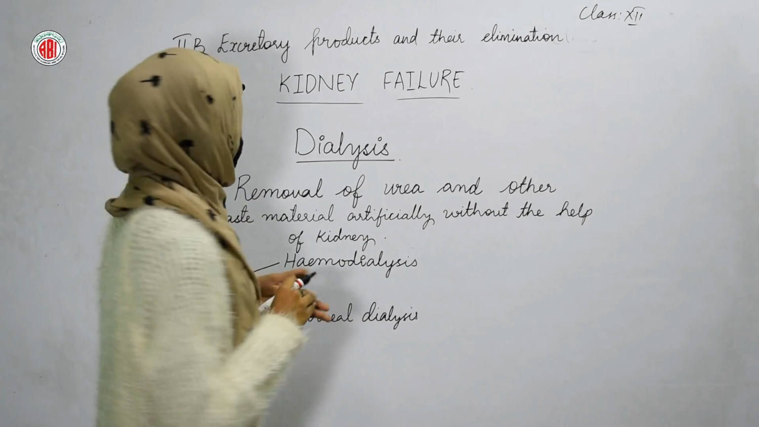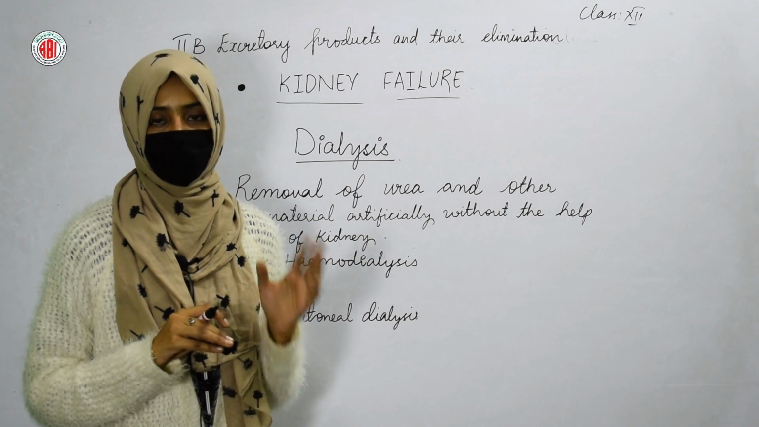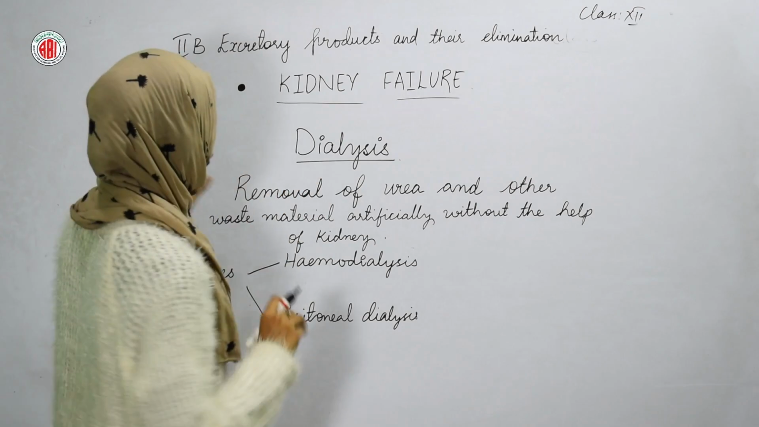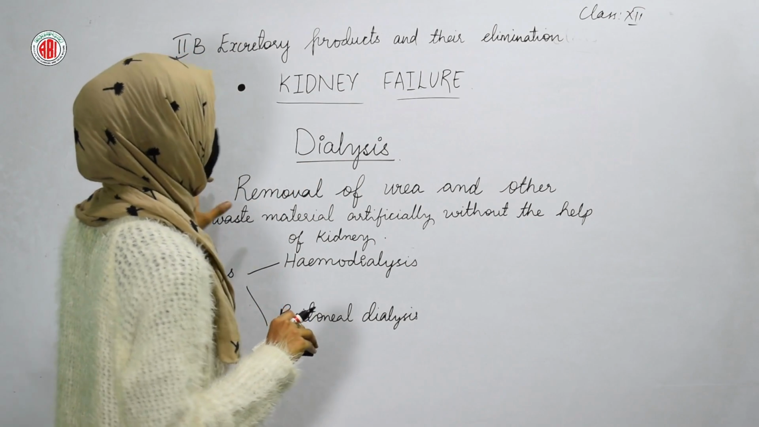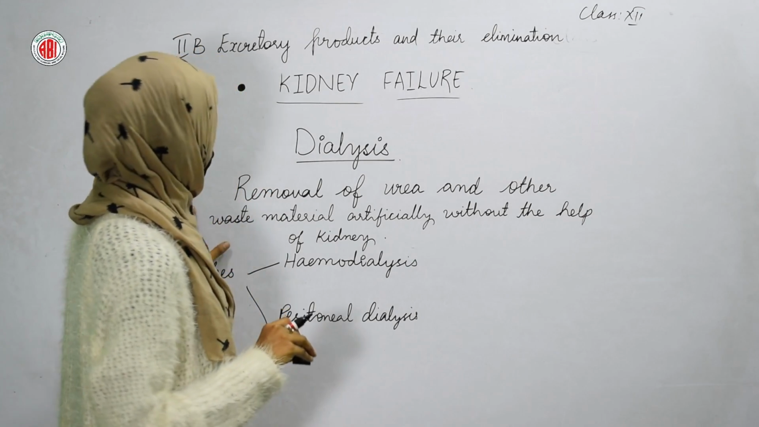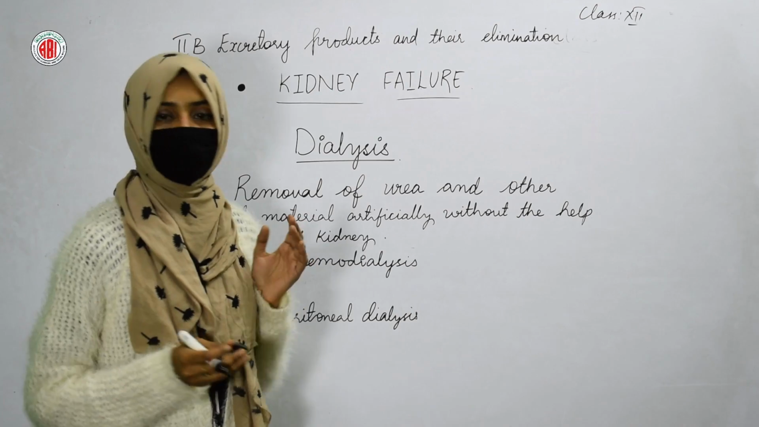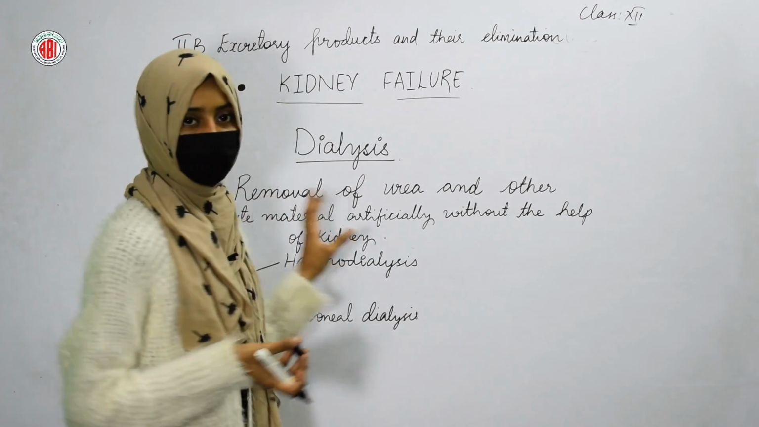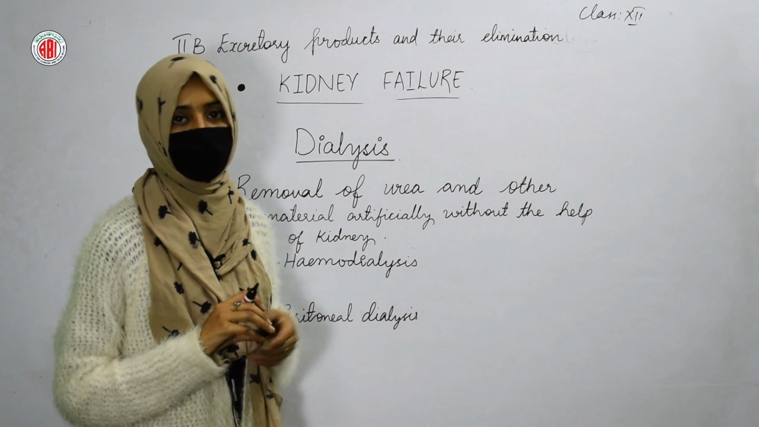Now, the temporary solution is dialysis. If a person cannot go for the permanent solution, that is kidney transplantation, then they can go for a process called dialysis. Dialysis is a process by which urea and other waste material can be removed artificially, without the help of the kidney, from our blood.